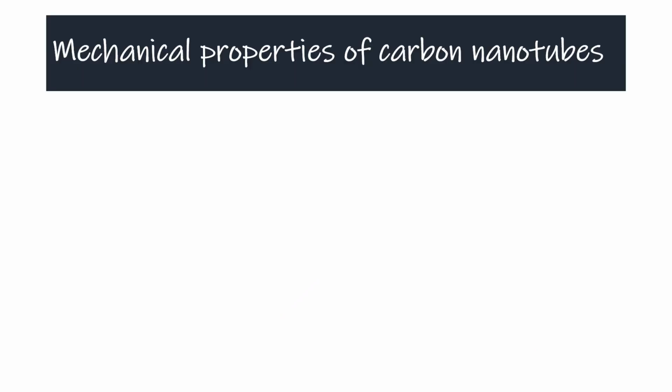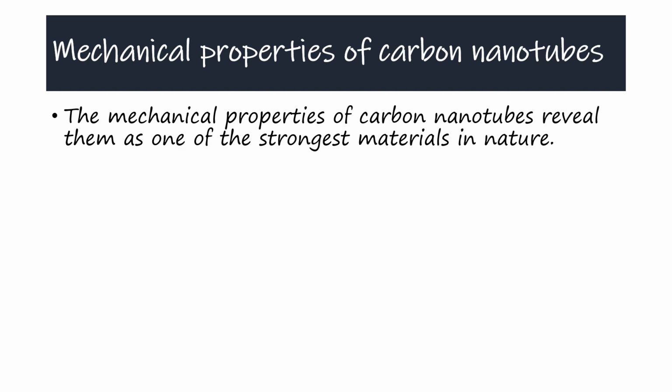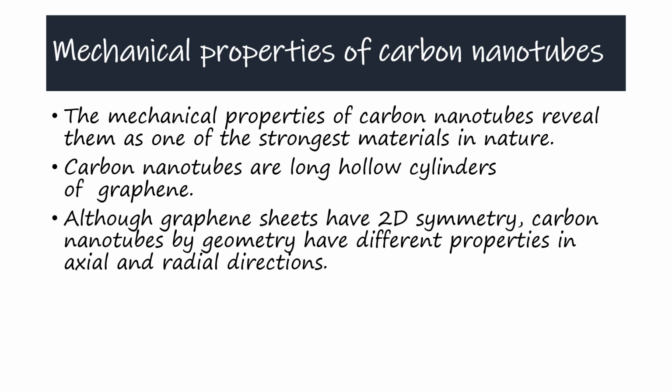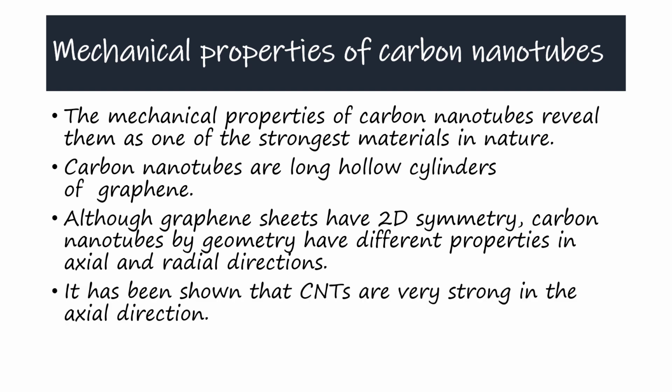Coming to the mechanical properties of carbon nanotubes, they are known to be one of the strongest materials in nature. And carbon nanotubes are nothing but hollow cylinders of graphene. Graphene is a single layer of graphite. These graphene sheets have 2D symmetry. So carbon nanotubes by geometry have different properties in both axial and radial directions. And it is known that carbon nanotubes are very strong in the axial direction.